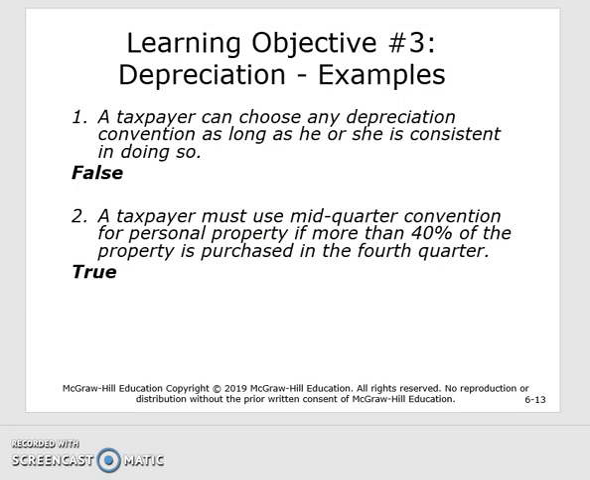So we have a couple questions to go through. A taxpayer can choose any depreciation convention as long as he or she is consistent in doing so. False. There are specific guidelines for depreciation conventions set by the IRS, and a taxpayer must use the mid-quarter convention for personal property if more than 40% of the property is purchased in the fourth quarter. This is true. If a taxpayer purchases more than 40% of the assets that are being placed into service in the fourth quarter, then the taxpayer would need to use the mid-quarter convention for that tax year instead of the mid-year convention.